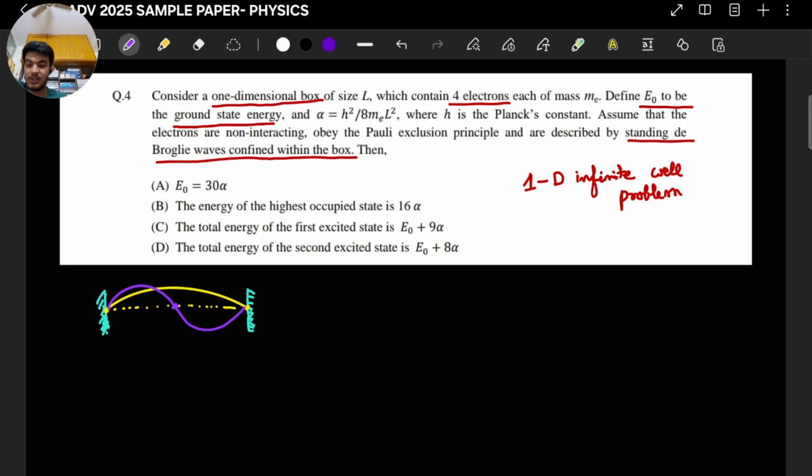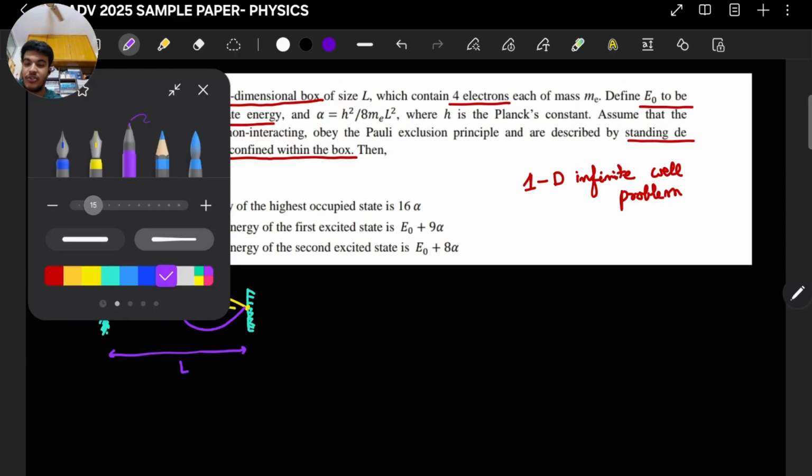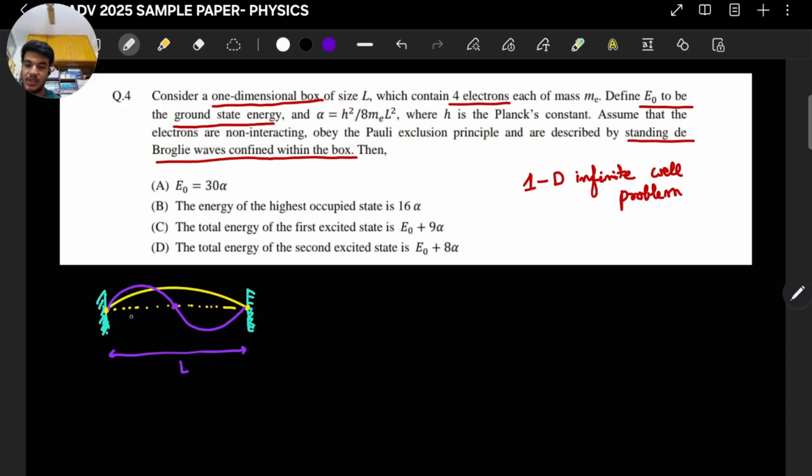Alright, so how to solve this question? Let us say this is the box of length L. What are the possible wavelengths of the standing wave in this 1D box? Obviously it is n lambda by 2 according to the nth state, and that must be equal to L. So lambda equals 2L by n. These are the possible lambda values here.